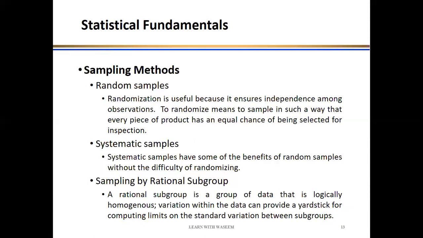Okay, and the last one is the sampling by rational subgroup. A rational subgroup is a group of data that is logically homogeneous. That is, variation within these data can provide a yardstick for computing limits on the standard variation between subgroups. For example, in a hospital, it may not make sense to combine measurements such as body temperature or medication levels taken in the morning with measurements taken in the evening. Obviously, the body temperature or the measurement in the morning is different, or the medicines in the morning can be different than the body temperature or medicines at the evening.